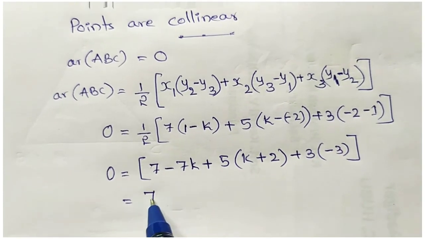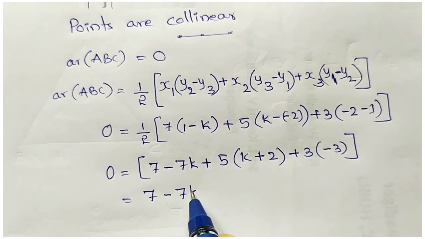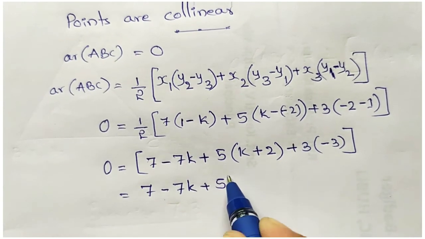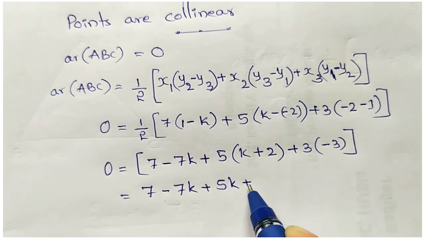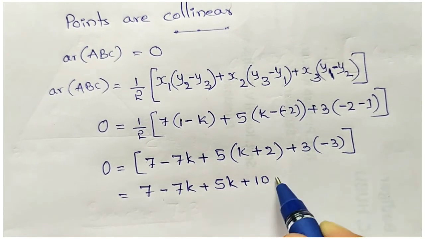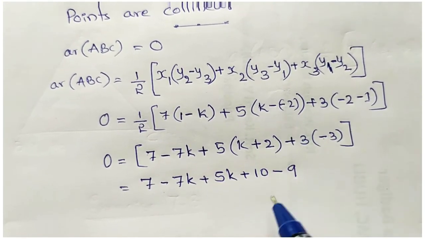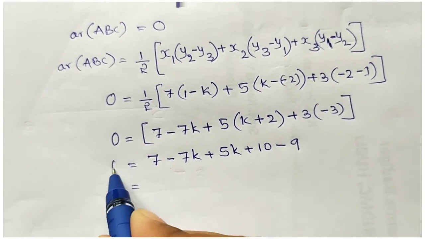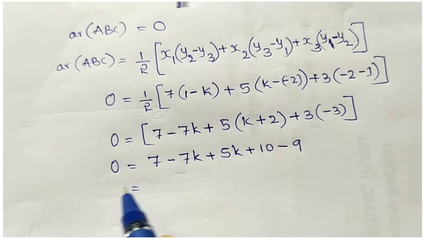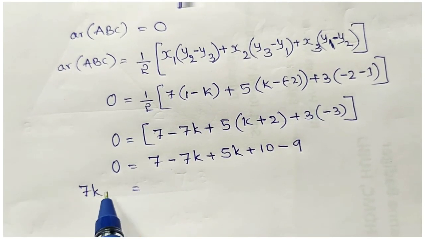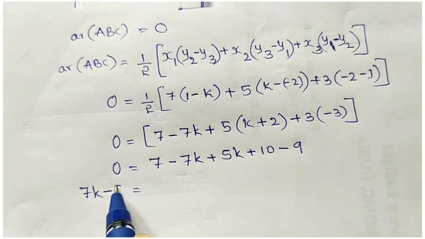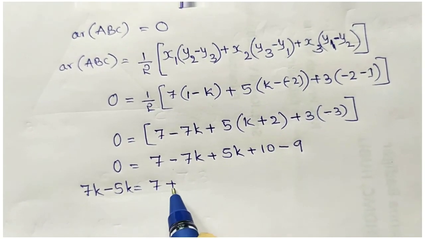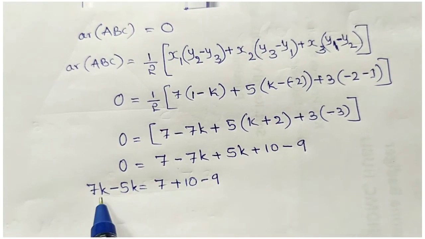Now 7 minus 7k plus 5 into k, 5k, 5 into 2, 10, plus into minus minus 9. Okay, so take like terms on one side. Here I will take 7k to the left side, it becomes plus, and 5k becomes minus, so 5 minus 5k, and what is left? 7 plus 10 minus 9.